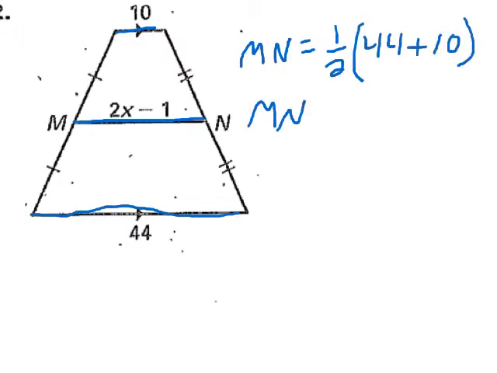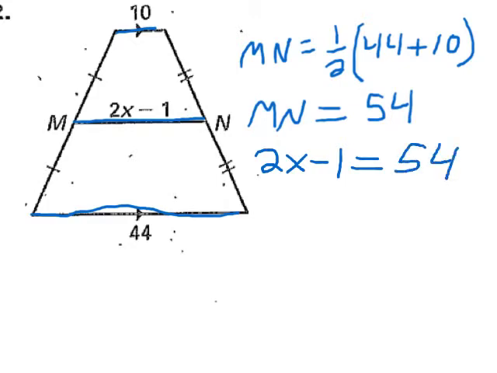Alright, so MN equals 1/2 of that, which is 27. Okay, well, I know that MN right here is 2x minus 1. So I can just substitute those two things in. So 2x minus 1 equals 27. And that's something I can solve. So you should be able to solve that, and you should show all the algebra in your notes. You should get down to x equals 14 for that problem.